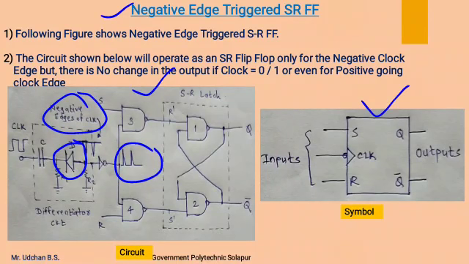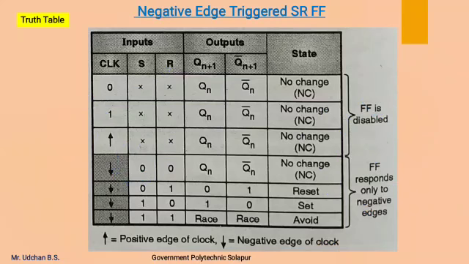Now this is the symbol of the SR flip-flop, which has S and R inputs, Q and Q complement outputs, and this is the clock input. This symbol shows an edge, and this bubble shows that this flip-flop is a negative edge triggered SR flip-flop. Now the truth table is going to be the same, only this flip-flop is going to operate at the negative edge of the clock pulse.